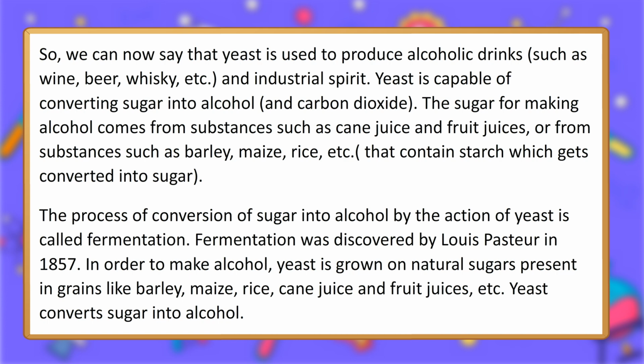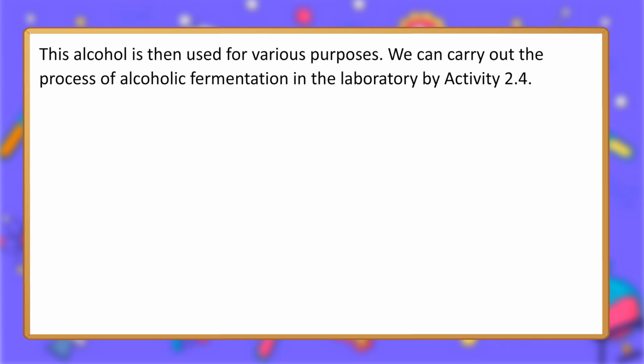Fermentation was discovered by Louis Pasteur in 1857. In order to make alcohol, yeast is grown on natural sugars present in grains like barley, maize, rice, cane juice and fruit juices, etc. Yeast converts sugar into alcohol. This alcohol is then used for various purposes.